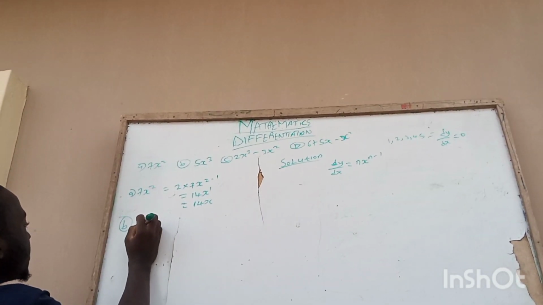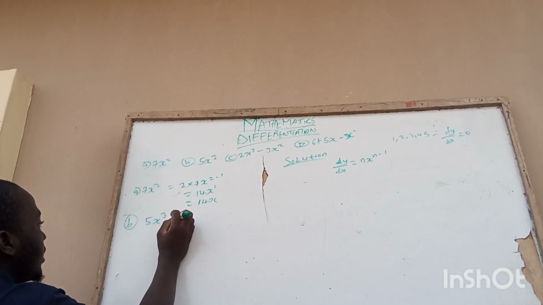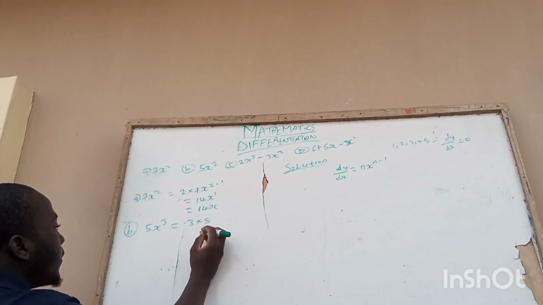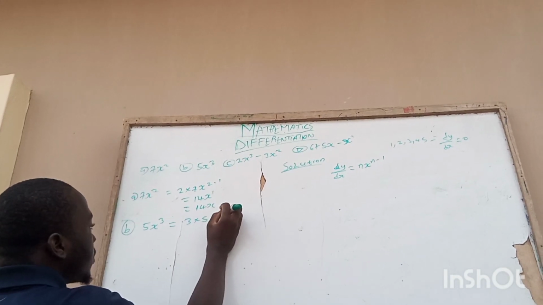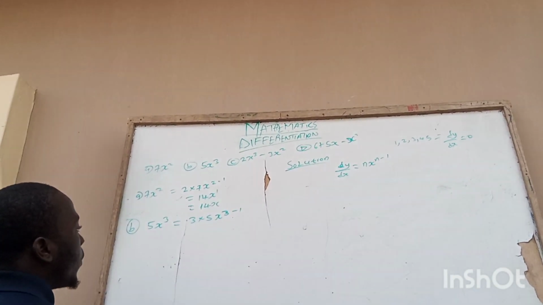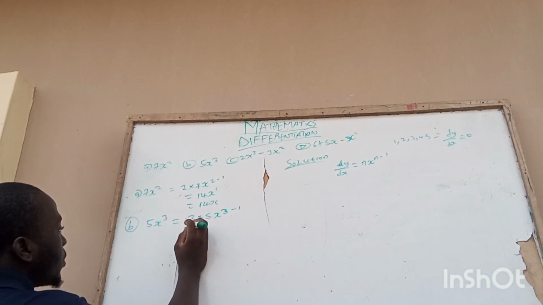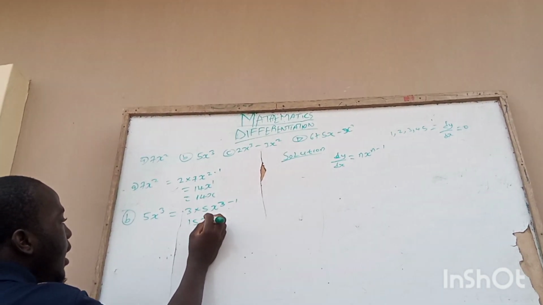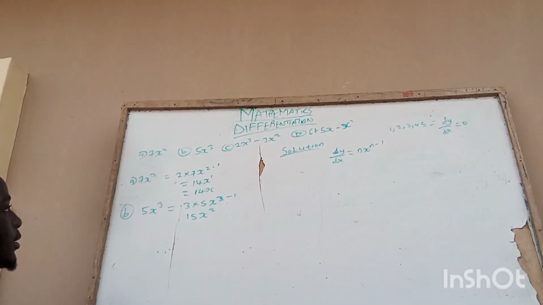Second question, we have b. So we have 5x raised to power 3. So we have 3 times 5 x raised to power 3 minus 1. 3 minus 1 is 2. So 3 times 5, we have 15x raised to power 2. That's the answer for the second question.